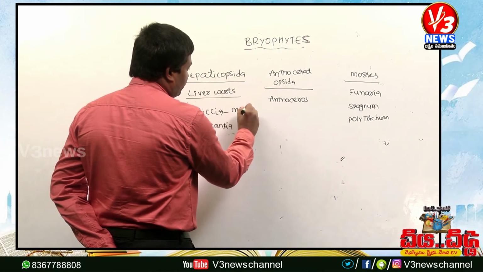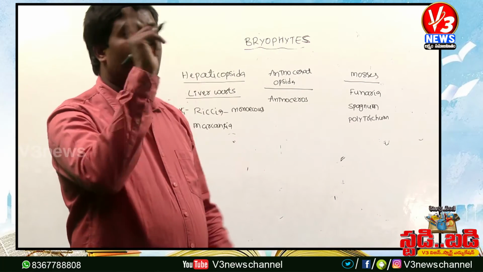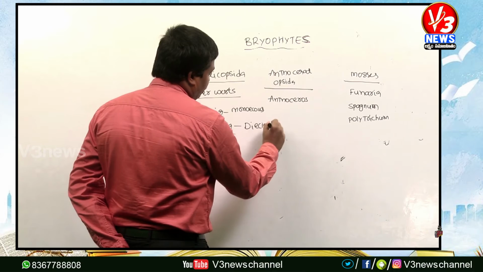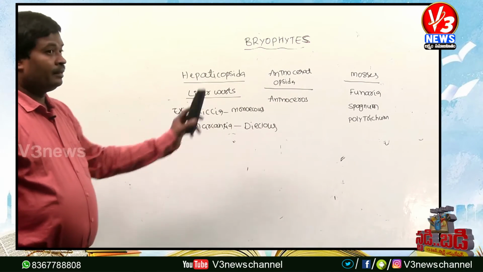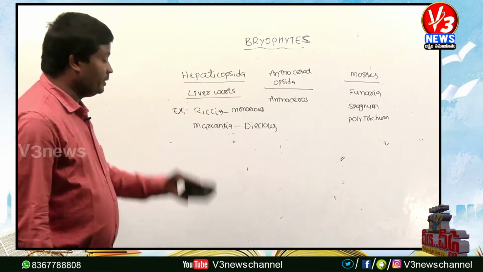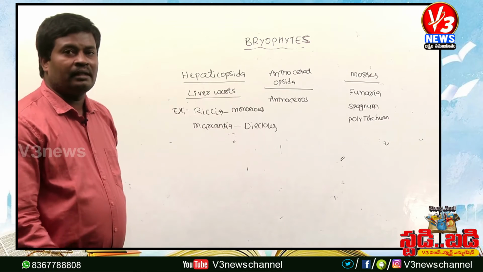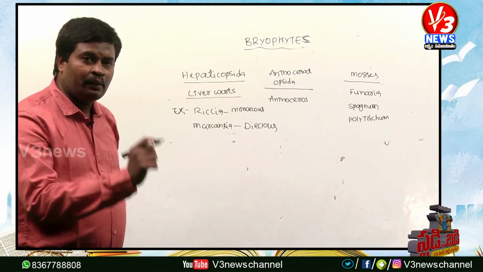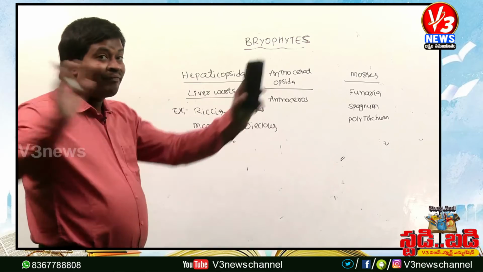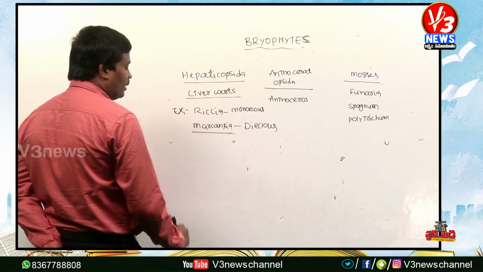Riccia is monoecious. But what is meant by monoecious? Male and female reproductive organs present on the same plant is called monoecious. Marchantia is dioecious. Very important, children. There are three classes. First one, Hepaticopsida includes liverworts. Example, Riccia and Marchantia. Riccia is monoecious. What is monoecious? Male and female reproductive organs, antheridium and archegonium, present on the same plant is called monoecious. Male and female reproductive organs present on different plants is called dioecious. For example, Marchantia, very important.